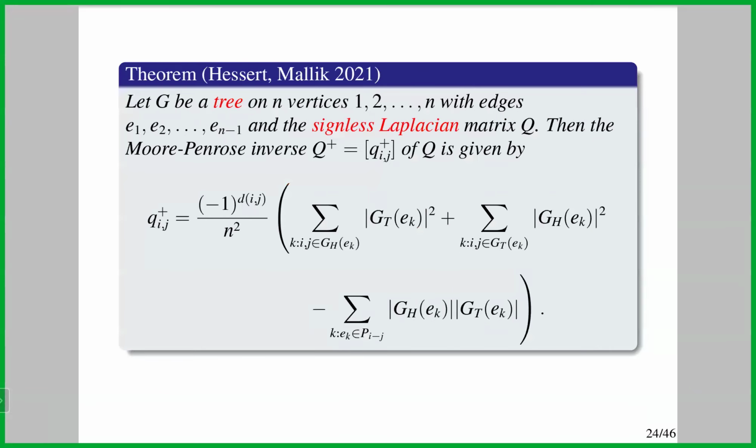I want to show you one example. One example is for a tree. If you take the signless Laplacian Q of a tree, the ij-th entry of Q plus is given by this formula. This is a combinatorial formula. The ij-th entry of Q plus is going to be minus 1 to the distance between vertex i and vertex j, divided by n squared, and then this summation formula. For this summation formula, you have to look at the edges. So maybe I'll explain this with an example.